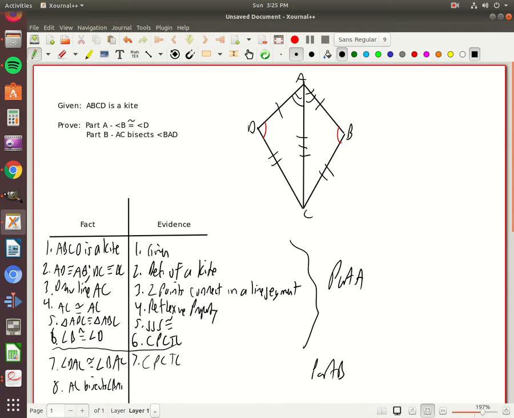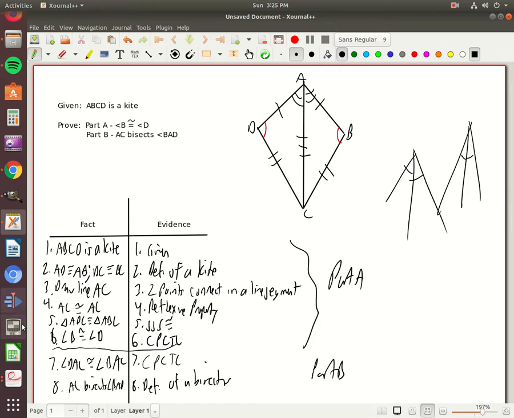BAD. I can say that because that's the definition of a bisector. If you tell me this angle got bisected, I'll tell you the halves are equal. If you tell me these angles are equal, I can tell you that angle got bisected. So it's really the order.